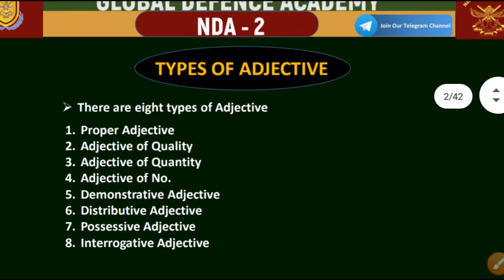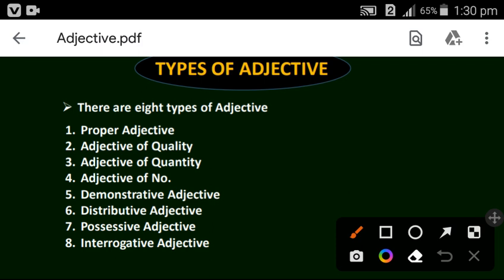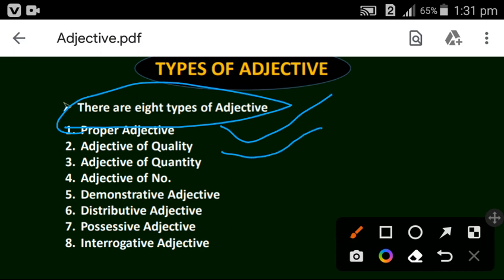Okay. Here is another slide based on types of adjective. Before going ahead, I want to make clear that there are 8 types of adjective. Name: first, proper adjective, adjective of quality, adjective of quantity, adjective of number, demonstrative adjective, distributive adjective, possessive adjective, interrogative adjective. I will discuss them in upcoming slides, so stay tuned.